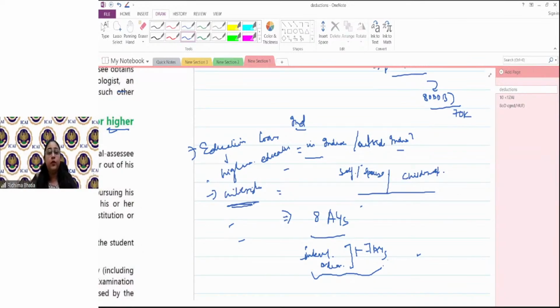This applies to a respective loan. So if today I start paying it, I can claim the interest in this previous year and the next 7 previous years. Clear?